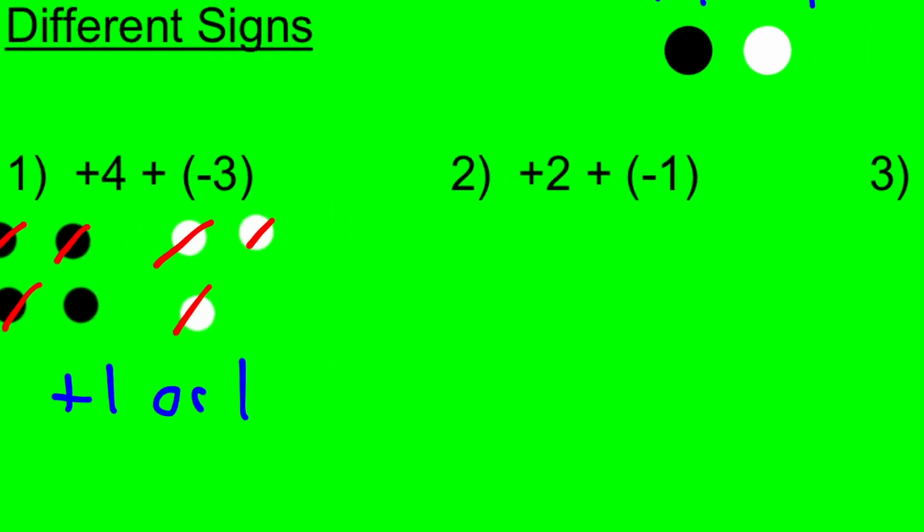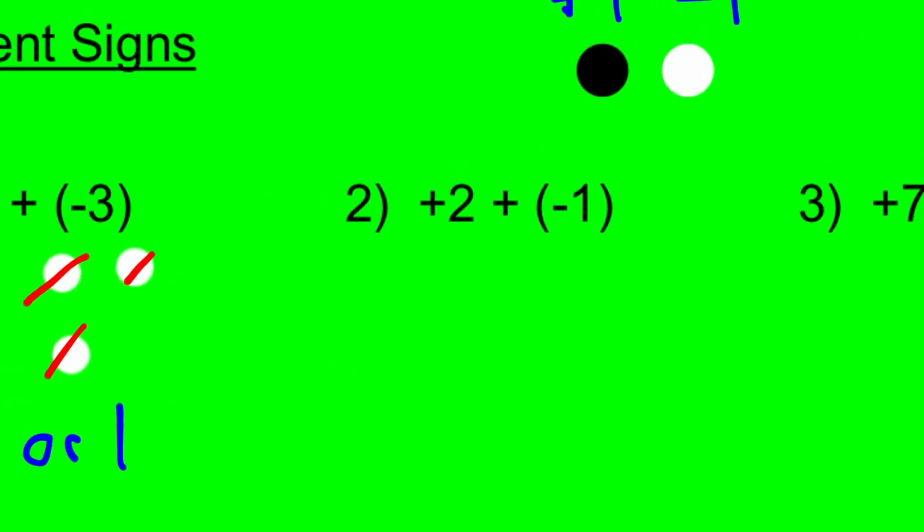Okay, let's take a look at another one. Positive 2 combined with negative 1. Well, if I'm going to model this out, 2 positives will be 2 shaded, and 1 negative will be 1 unshaded. Now look at what I have here. I have a 0 pair. I have 1 0 pair that will cause these to cancel, and there's my answer. My answer is a lonely positive 1.